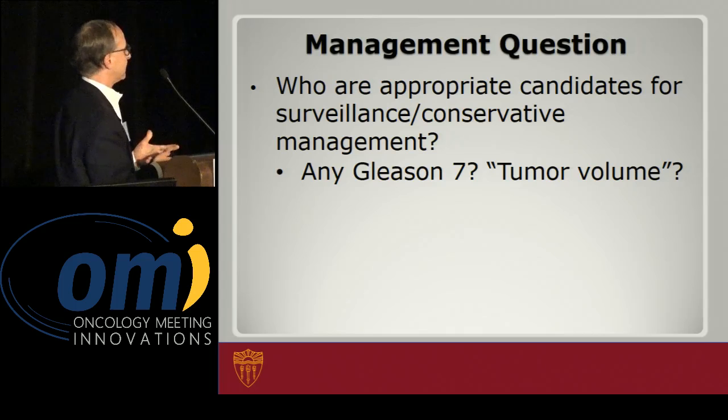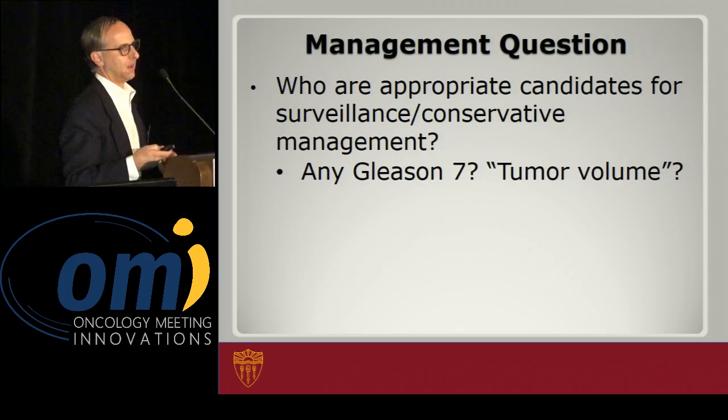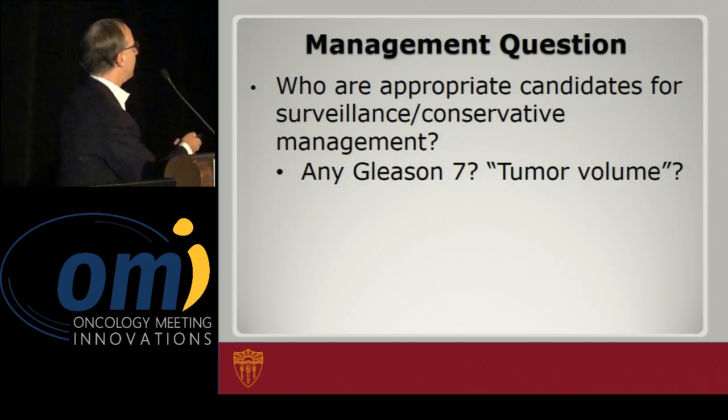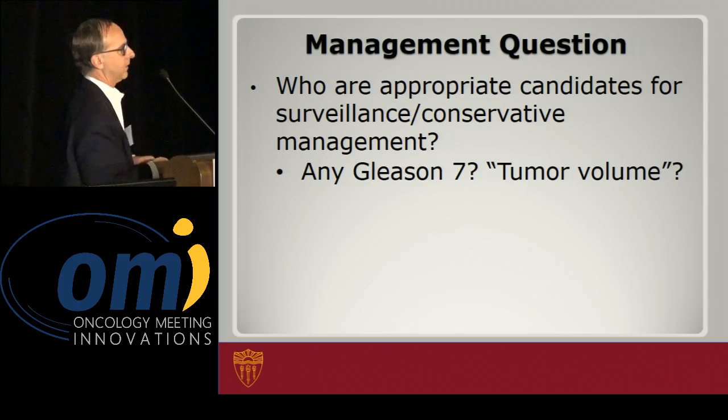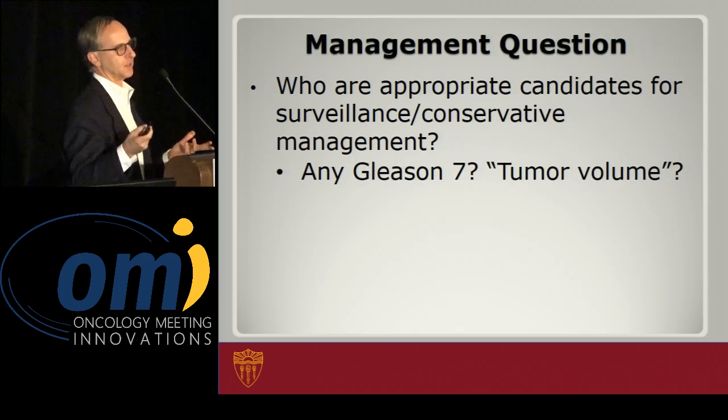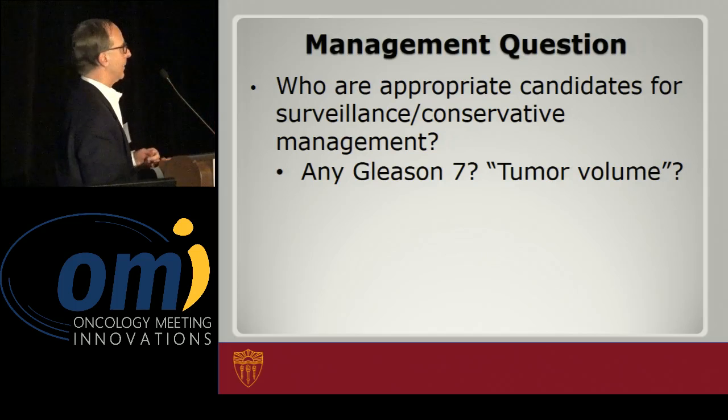So in terms of the management, what are some of the appropriate questions? Who are the candidates? And again, what I've alluded to is this issue: are any Gleason 7s allowed to be included, or should we look at how long they have to live? And also the tumor volume, if you could feel the tumor, is that still appropriate, or should we only restrict it to T1C and below?